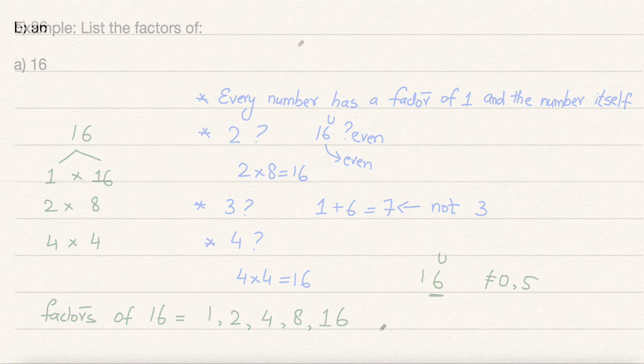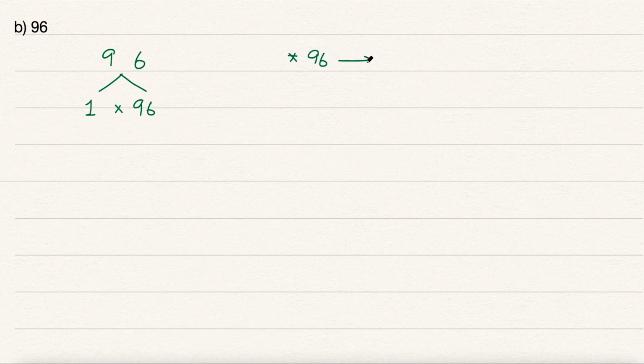Let's look at another example. Let's find the factors of 96. So 9, 6. Again, since every number has a factor of 1 and the number itself, 1 times 96 is 96. Now check if the number 96 is divisible by 2 or not. Since 96 is an even number, why? Because the unit digit is even. That's why 96 is divisible by 2.